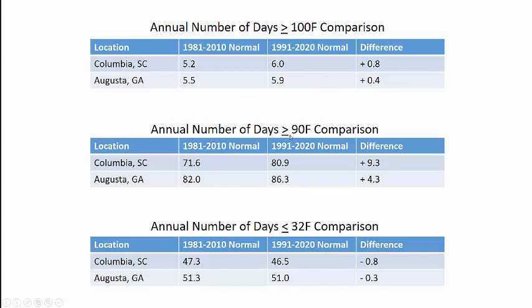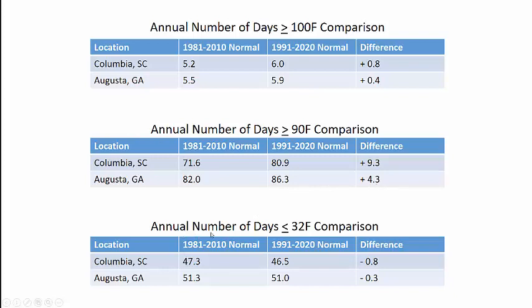The annual number of days in which we hit 90 degrees or higher trended up considerably. At Columbia, we went up from 71.6 days up to 80.9 days. That's a difference of 9.3 days more. And at Augusta, we trended higher from 82.0 to 86.3 days.